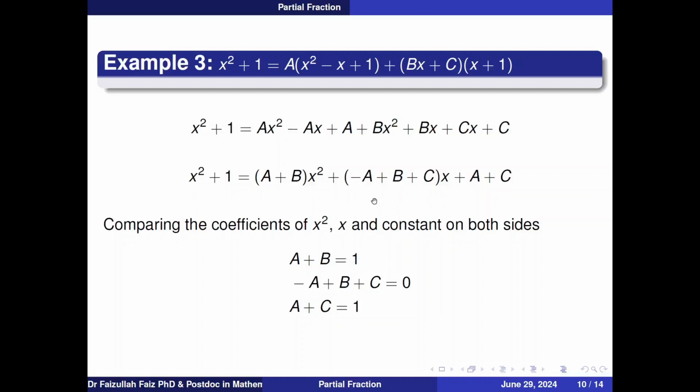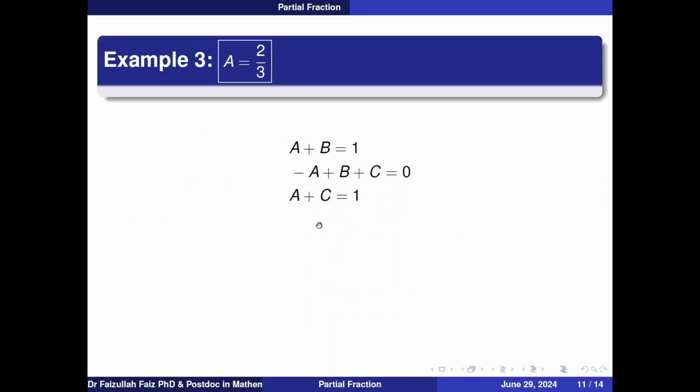The coefficient of x is minus a plus b plus c on the right hand side. On the left hand side that is 0. Constants on the right hand side are a plus b, and on the left hand side that is 1. Let us now solve these 3 equations to find the values of b and c. We can see from the first equation a plus b is equal to 1, but we already have the value of a, so we write b is equal to 1 minus a and then substitute the value of a here. Now simplify this and we can get the value of b, which is 1 over 3.